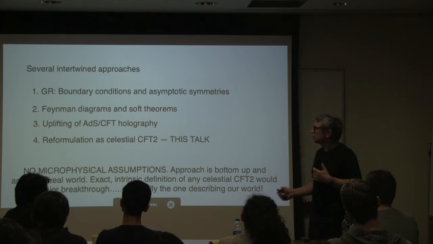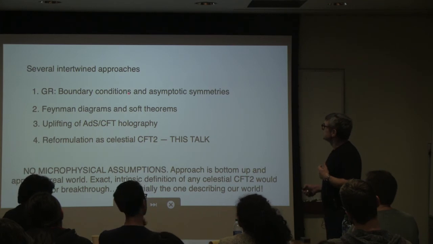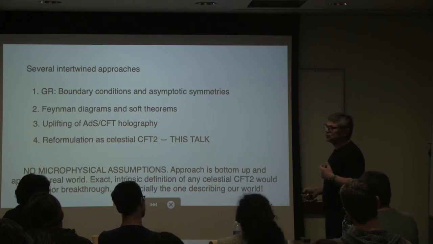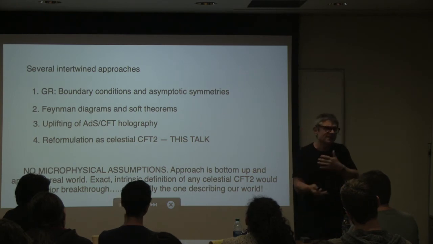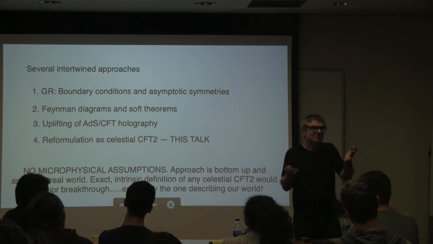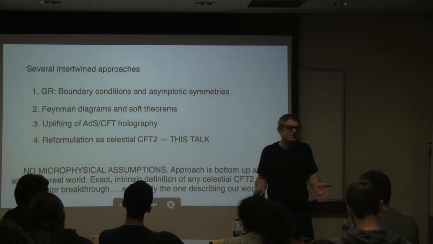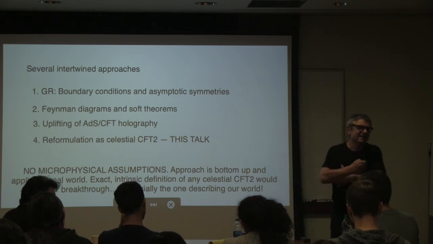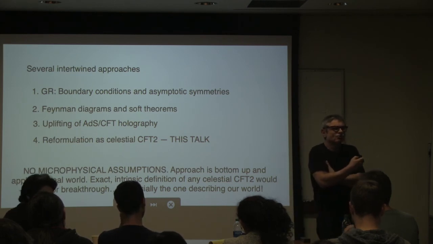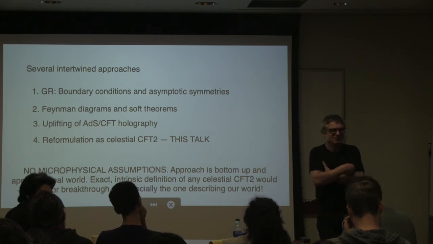And it certainly taught us a lot about, even in the BMS story, it wasn't just the BMS group. There was the Newman-Unti group. There were various other groups depending on the boundary conditions. But the Feynman diagrams, everybody agrees what a Feynman diagram is, so far we haven't learned anything new about what happens in momentum space.